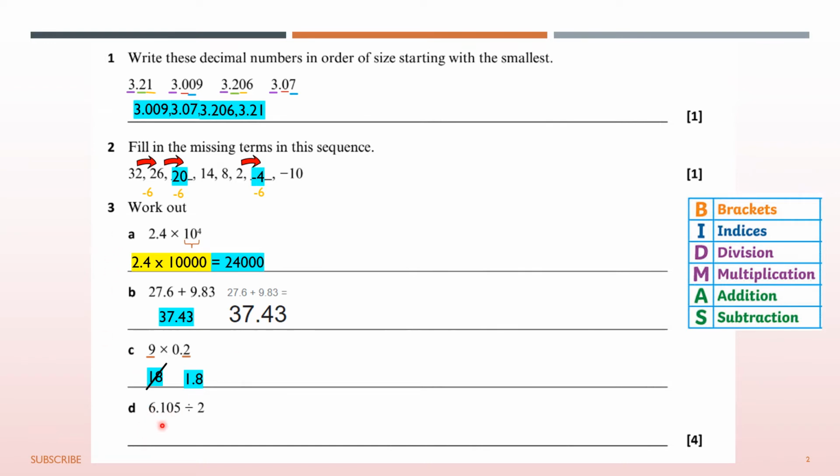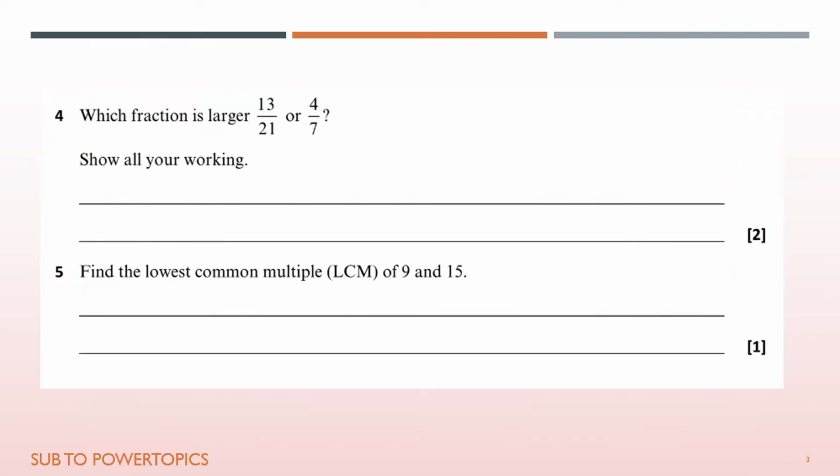3d, 6.105 divided by 2. You can do it manually or use a calculator to get 3.0525. Let us move on to question number 4. We have to find which fraction is larger, 13 over 21 or 4 over 7.